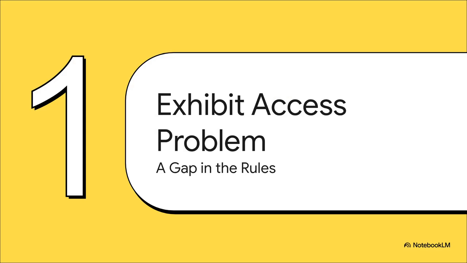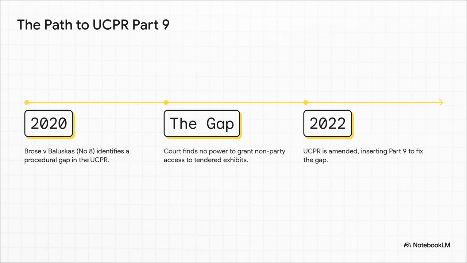You know, to really understand a rule, to get it locked in for an exam, you have to understand the problem it was created to solve. And for exhibit access, the problem was a pretty serious gap in the old rules that left courts in a really awkward spot. And here's the origin story. It all goes back to 2020 and the case of Bros v. Velasquez, No 8. This case basically blew a huge hole in the old rules.